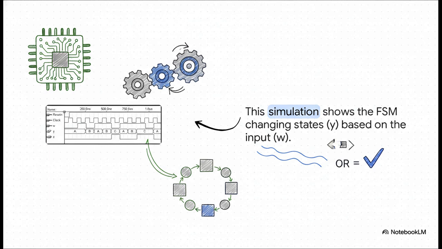And here it is, the proof that it all actually works. This is a simulation, a timing diagram that shows our FSM in action. That line labeled Y is the machine's current state. You can see it starts in state A.